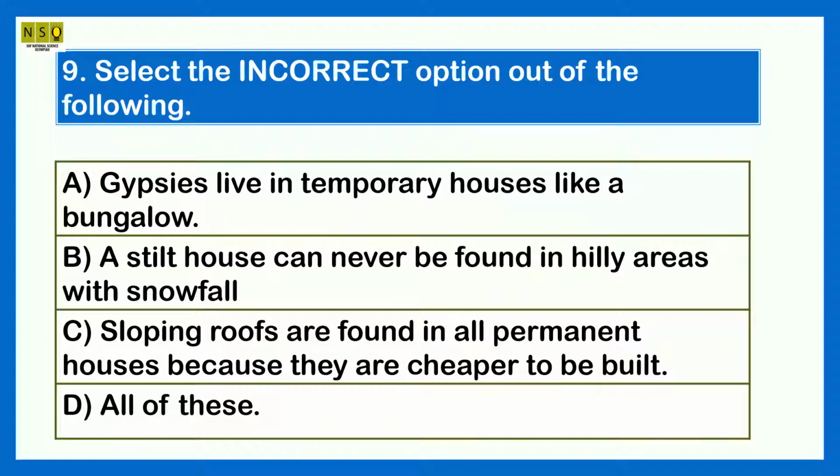Let us look at the options one by one. Option A. Gypsies live in temporary houses like a bungalow. Bungalow is not a temporary house. And gypsies live in temporary houses like a caravan or a tent. Option B. A stilt house can never be found in hilly areas with snowfall. Stilt houses can be found in hilly areas with snowfall. Option C. Sloping roofs are found in all permanent houses because they are cheaper to be built. Sloping roofs are not found in all permanent houses.